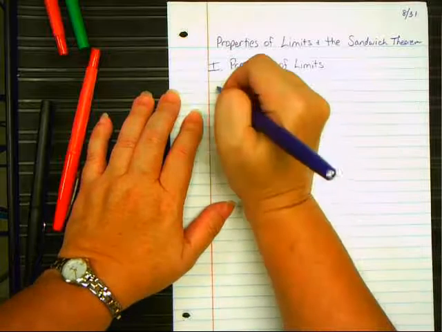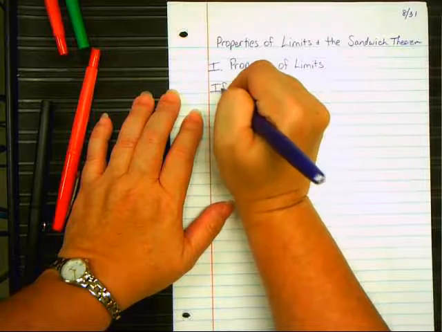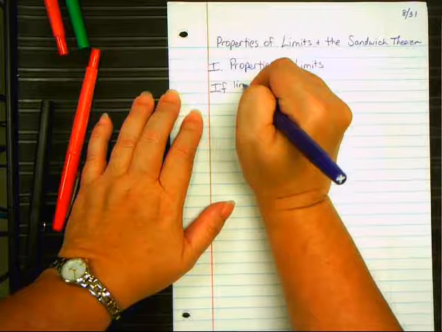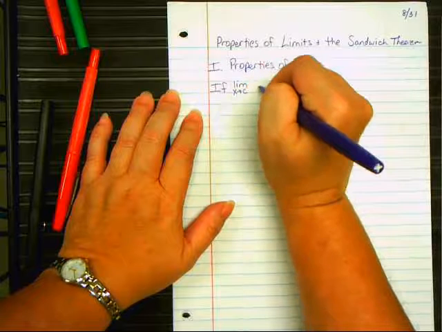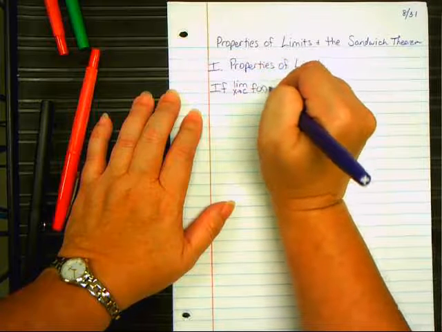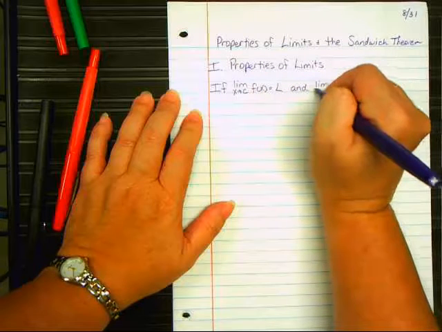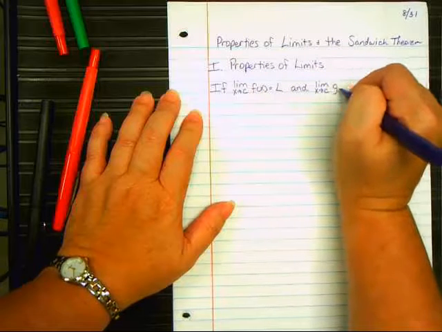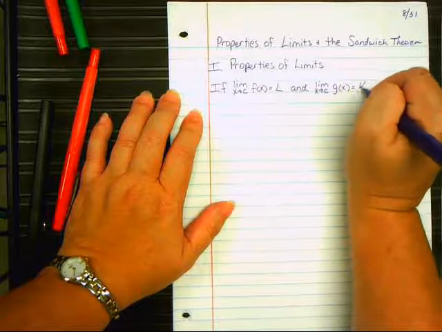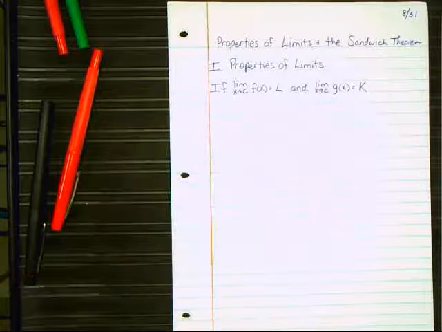Okay. Now, here is the theoretical setup. If the limit as x approaches c of f of x equals L, and the limit as x approaches c of g of x equals k. Now this is just a setup. This is not a theorem yet.